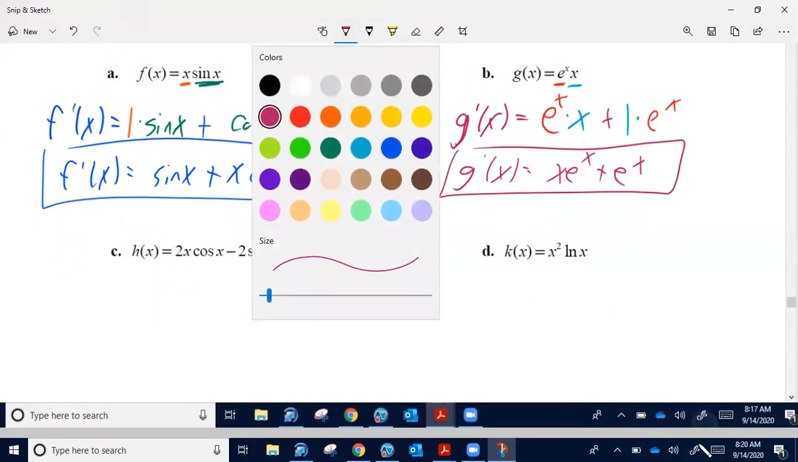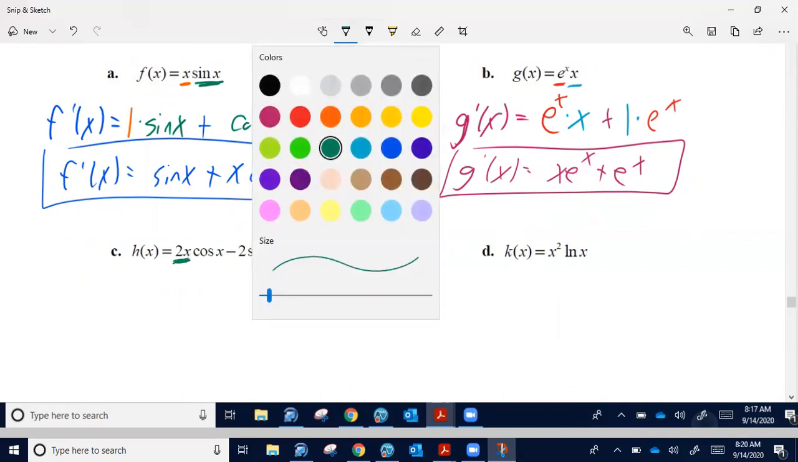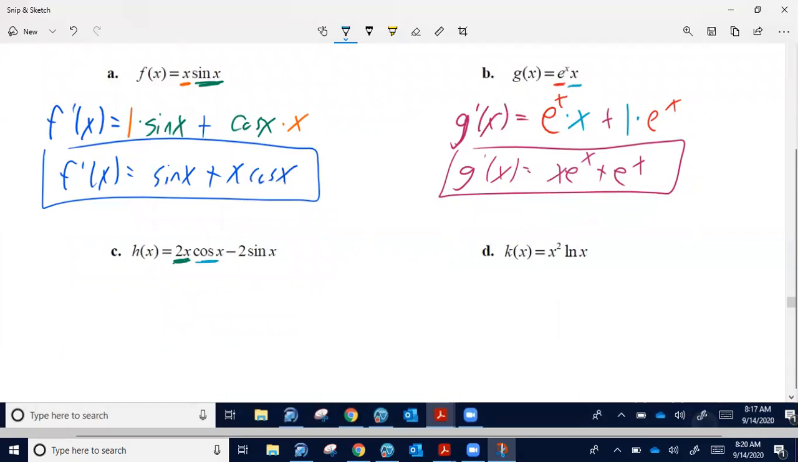Example C here. Be careful on example C. We definitely have a product rule: 2x cosine x multiplied together. 2x is a piece, cosine x is a piece. Both have x, they're multiplied. The second half is not a product rule. 2 sine x, there's only one variable term in this group. That number 2 is a constant. We don't have to utilize the product rule for that. So that's going to be a basic derivative.